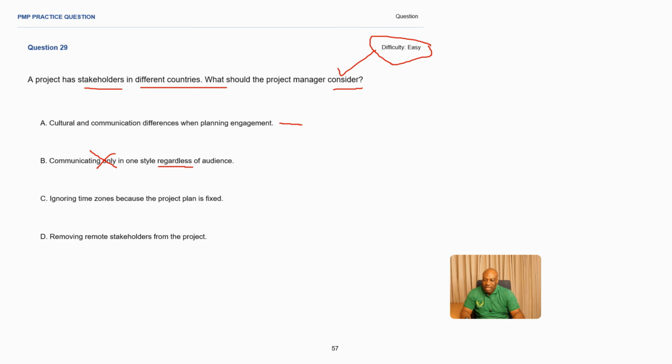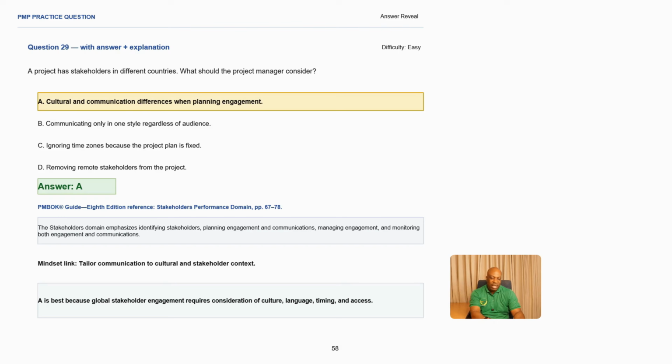Then C, ignoring the time zones because the project plan is fixed. You cannot ignore time zones. People in different countries and different time zones will come to work at different times. So you need a way to coordinate and communicate with your team, thereby making this an incorrect answer. D: Removing remote stakeholders from the project. You cannot just do this. This day and age, most of the projects are being delivered remotely, and you might have the skills that you want existing remotely. So you cannot just remove these stakeholders, making this an incorrect answer.